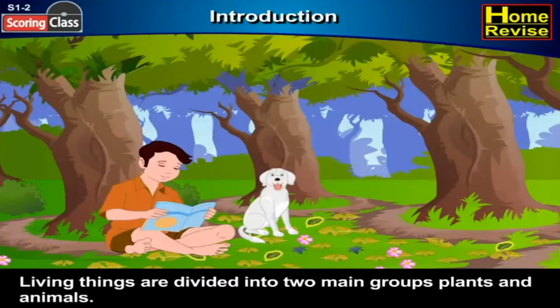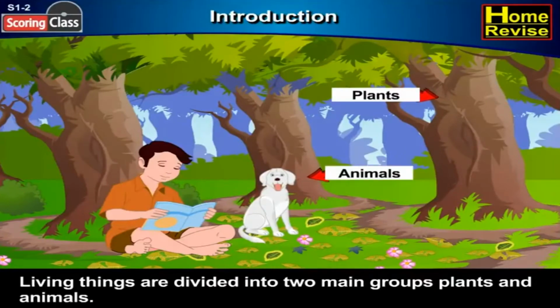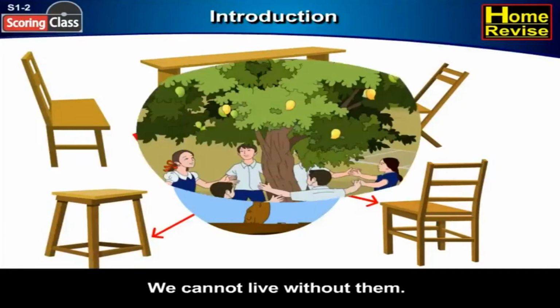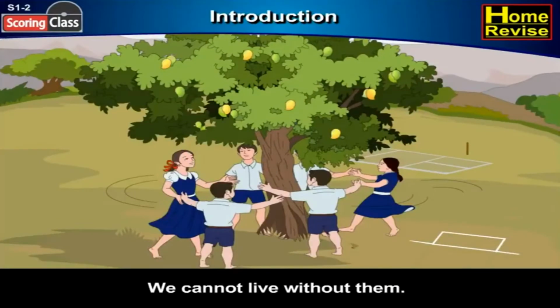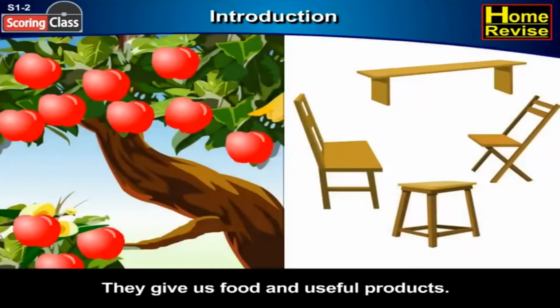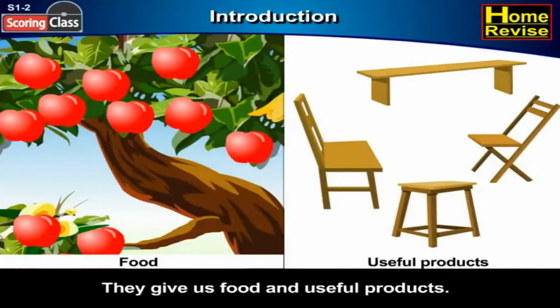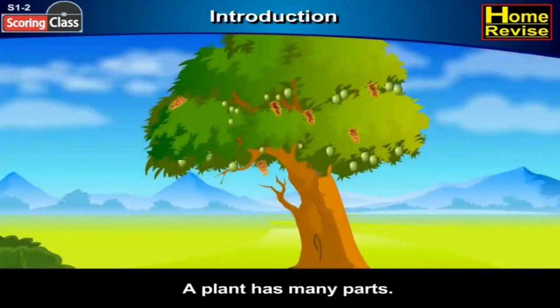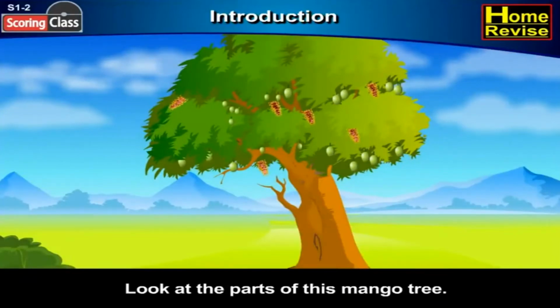Introduction. Living things are divided into two main groups, plants and animals. Plants are very important to us. We cannot live without them. They give us food and useful products. A plant has many parts. Look at the parts of this mango tree.